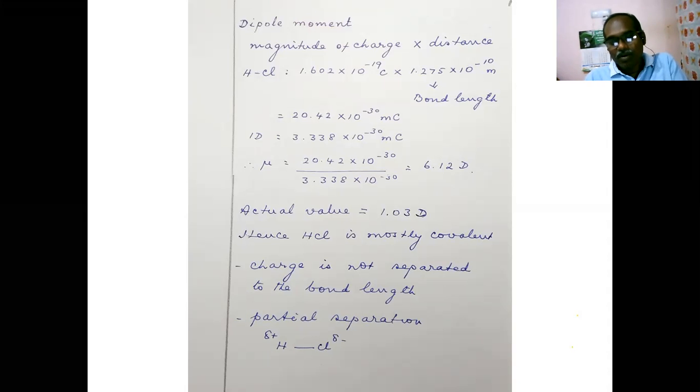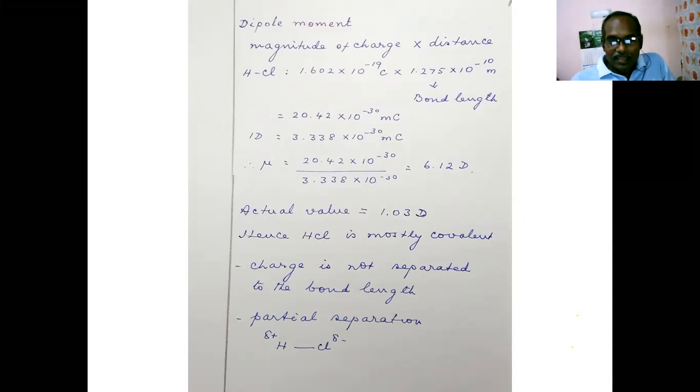Therefore, we are coming to a conclusion that the hydrogen chloride molecule is not purely ionic, it is mostly covalent. So what is an ionic bond? Ionic bond formation takes place when there is a complete transfer of electron from one atom to the other atom. Whereas covalent bond formation takes place when there is a sharing of electron between the two atoms. Therefore, in order to form the bond between hydrogen and chlorine, hydrogen has donated one electron and chlorine has also donated one electron. There is no complete transfer. Actually, sharing of electron has taken place.